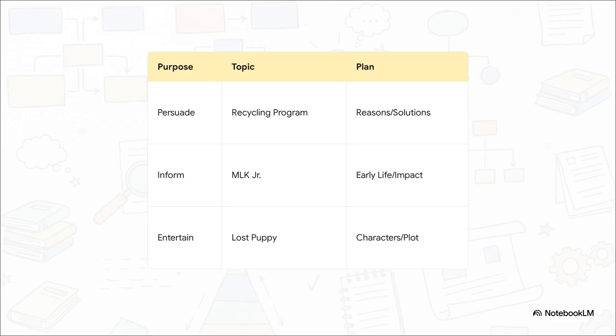Now, if your goal is to inform, you might choose a historical figure, like Martin Luther King Jr. Your plan will naturally map out his early life, his major achievements, and his lasting impact. And finally, if your purpose is simply to entertain, you might pick something like a lost puppy adventure, where you'd map out the characters, the setting, and the plot events. Seriously, matching your topic to your purpose makes the actual writing part so much easier.